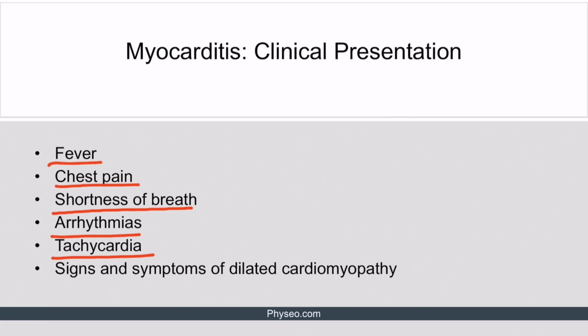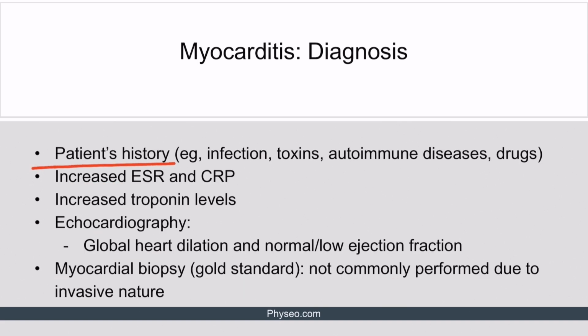If dilated cardiomyopathy develops due to chronic myocardial inflammation, patients can present with signs of heart failure like peripheral edema, jugular venous distension, pulmonary edema, and so on. The patient's history is essential to diagnose myocarditis. We should consider previous infections, exposure to toxins, autoimmune diseases, and drugs when suspecting myocarditis.